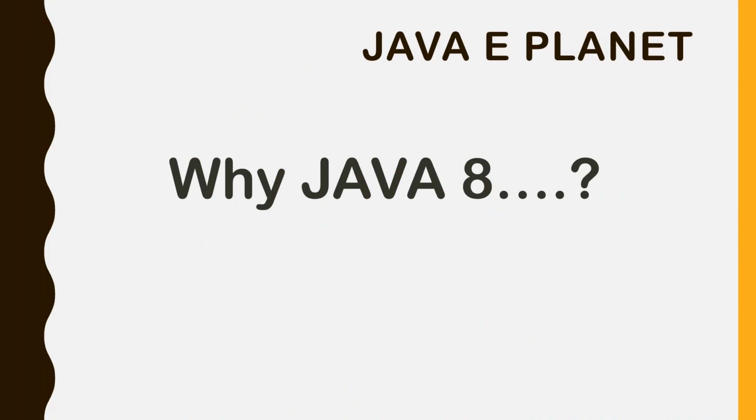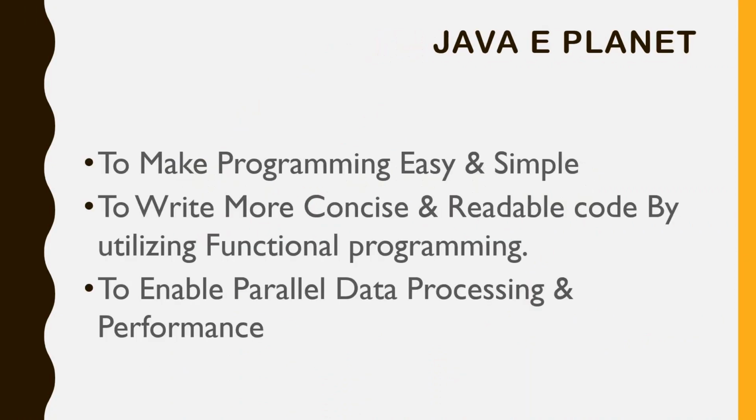Why Java 8? Let me discuss it. These are the main objectives and benefits of Java 8. The first thing here is to make programming easy and simple. Before Java 8, we used to write lots of code that becomes complex and hectic for the developer. But now it becomes way easier to develop things much faster and write the code very easily. That makes the programming style much simpler.